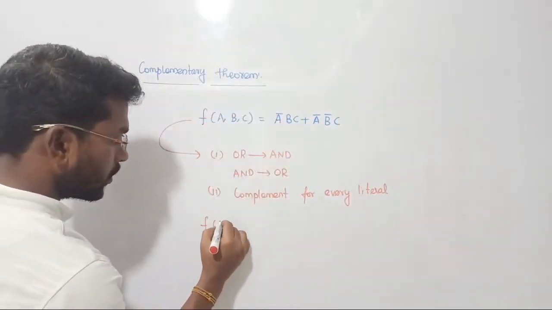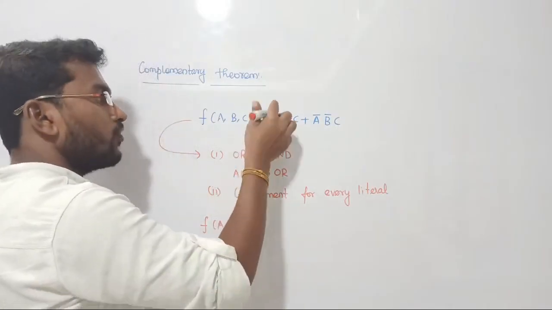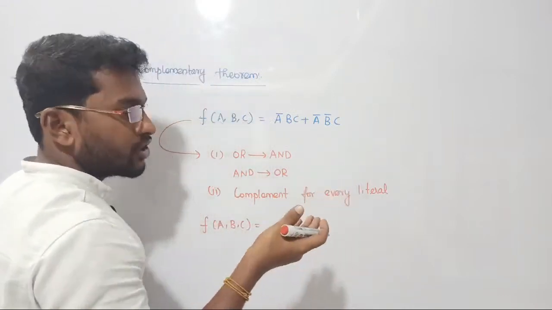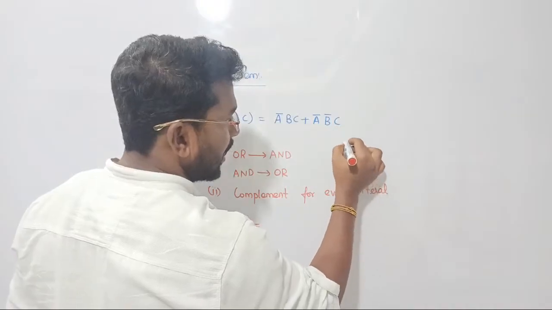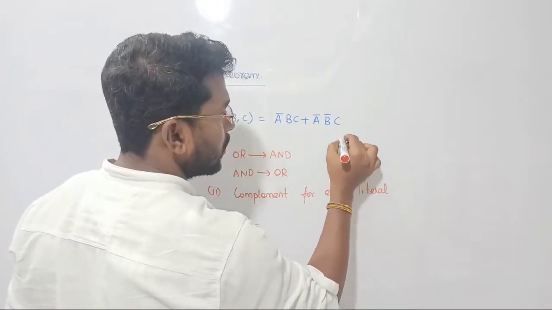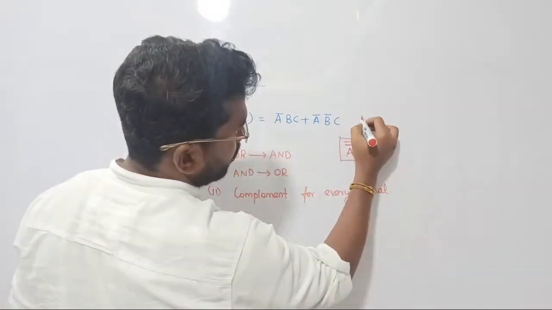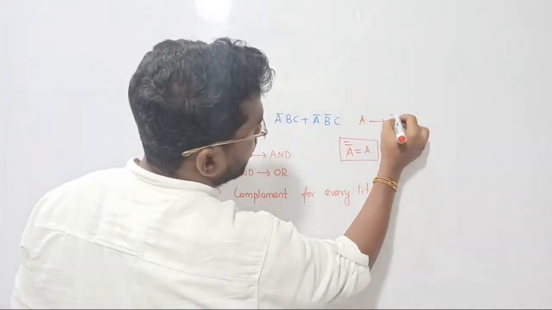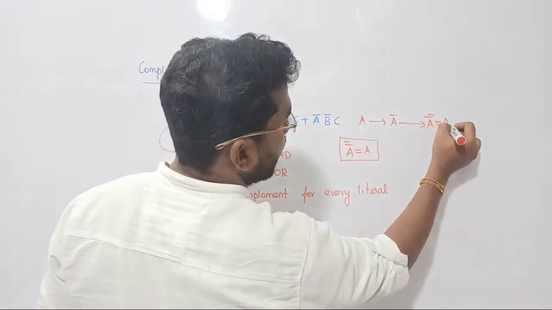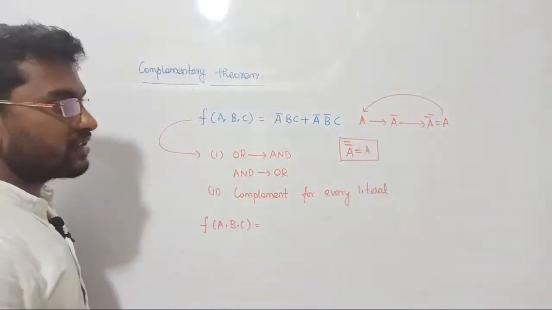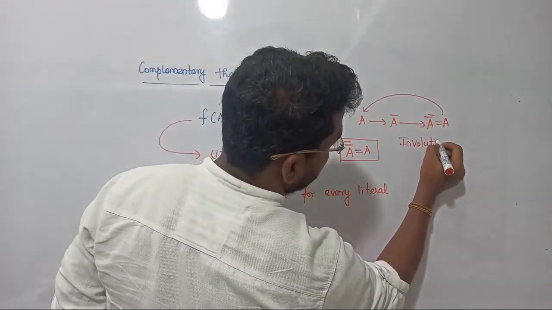According to the complementary theorem, the complement of the given function is going to be, first, a bar. If you take a double bar, according to the involution theorem, we all know a double bar should be equal to a. If I have a and take the complement, I get a bar. If you take the bar again, you get a double bar, which is equal to a only. That is called the involution theorem.